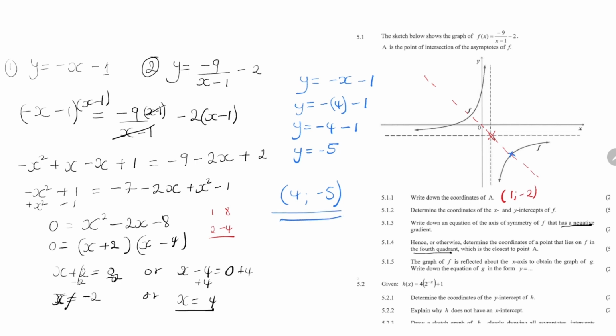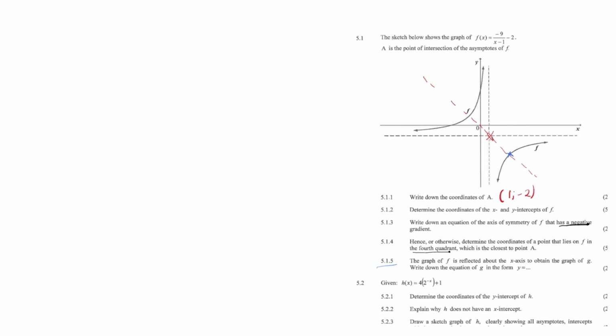All right, up next we have 5.1.5. The graph of f is reflected about the x-axis to obtain the graph of g. Write down the equation of g in the form of y is equal to something. All right, so we have the graph of f. f of x equal to minus 9 over x minus 1 minus 2.